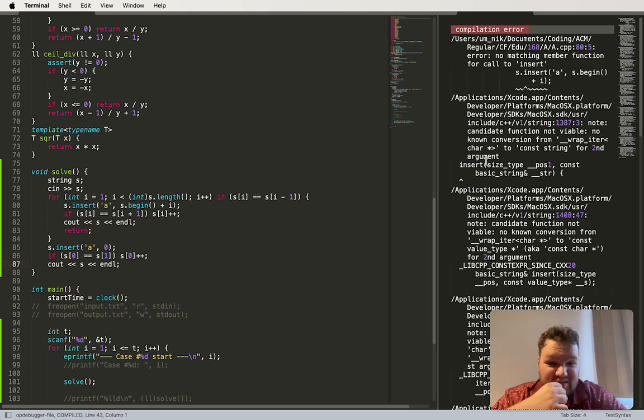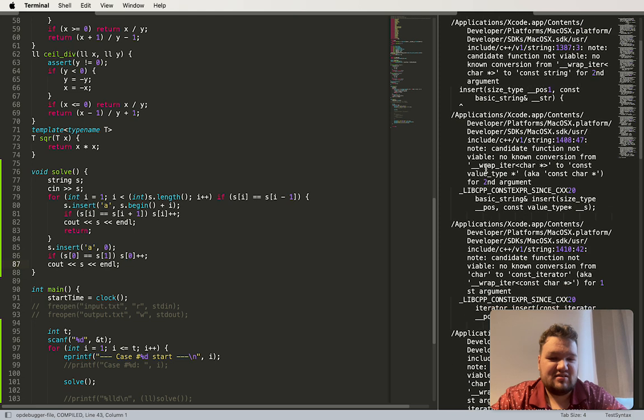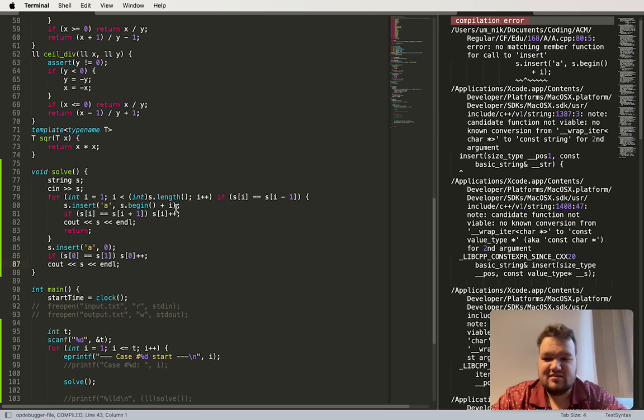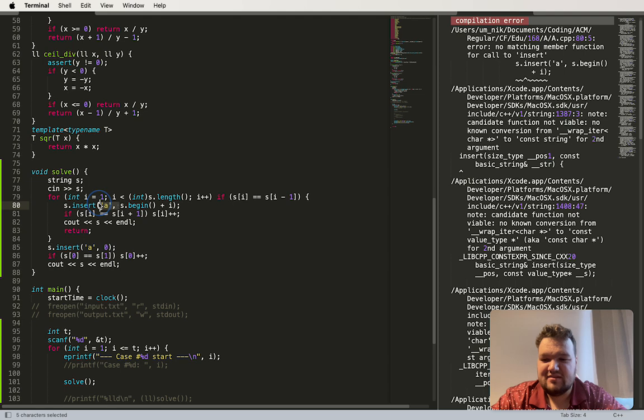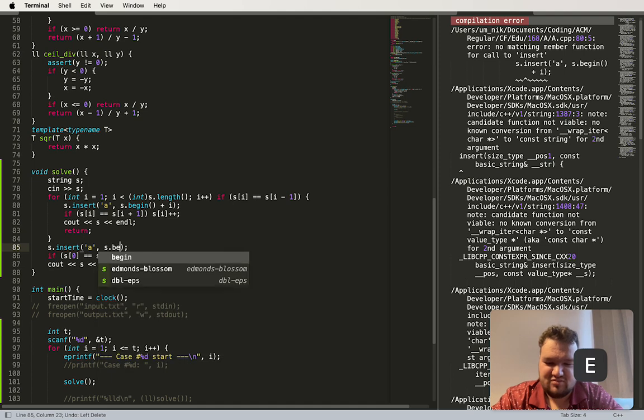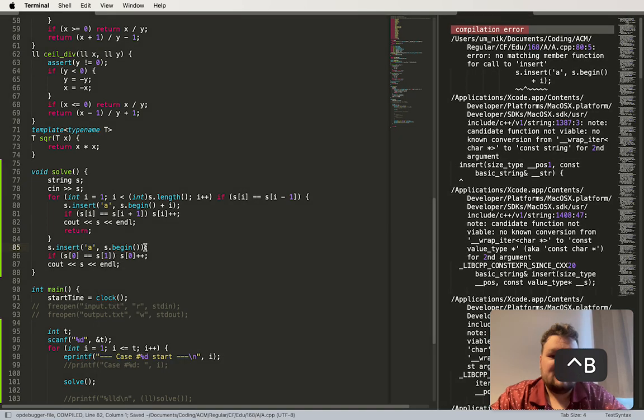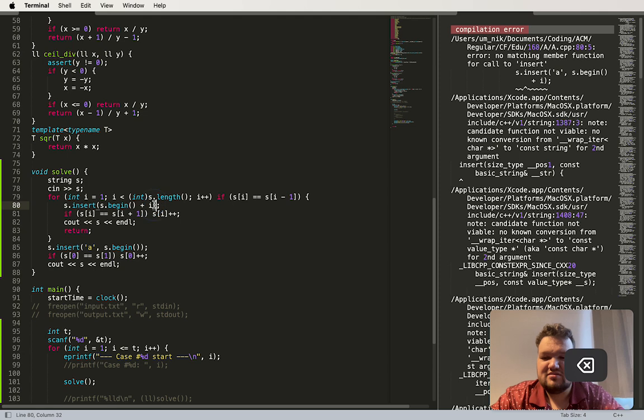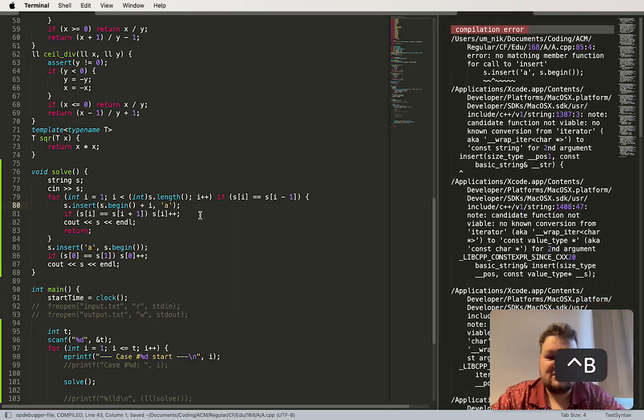I'm not sure about the function insert. Is it like this? Oh, I should have set it as begin here, right? Oh no, it doesn't like this one. Okay. So is it like this?